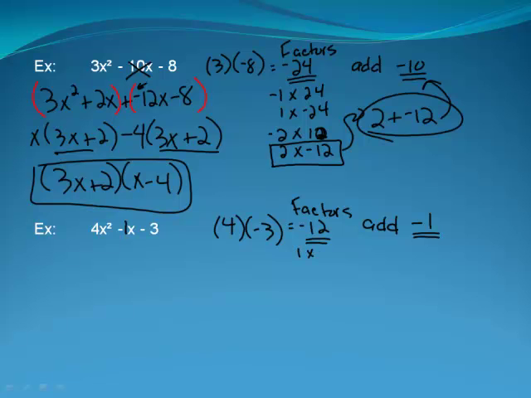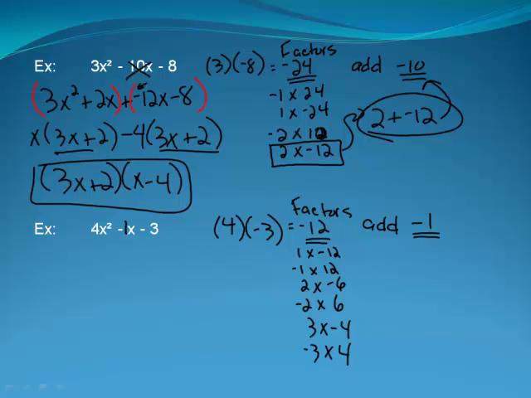Negative 12, that could be 1 times negative 12 or negative 1 times 12. Neither of those add to 1 though. There's 2 and negative 6, or negative 2 and 6. But again, I can see that there's no way to combine a 6 and a 2 to get a 1 of any kind. Okay? So my next possibility is 3 and negative 4, or negative 3 and 4.